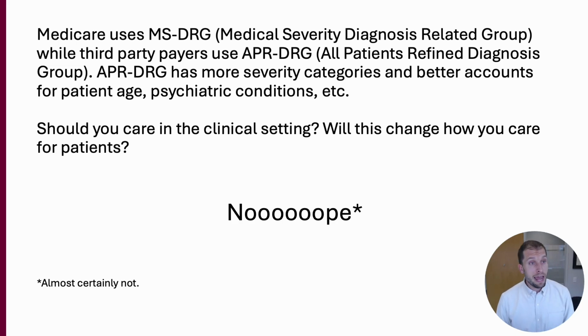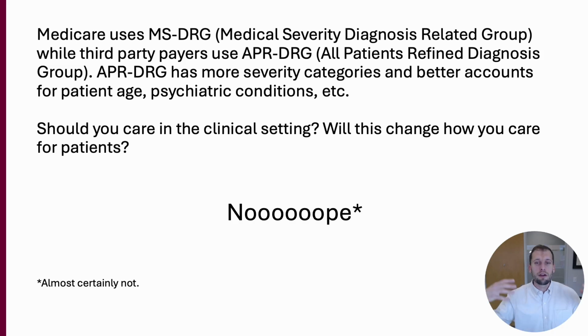So they work with 3M, and 3M develops APDRG. So instead of 3 complexity categories, it has a 4th, and better accounts for patient age, psychiatric conditions, some additional stuff. Okay, do you need to care? Should you be thinking about this in a clinical setting? Probably not. Almost never. Is this going to affect how you do your care? I would say almost never. This is something that takes place on the back end.